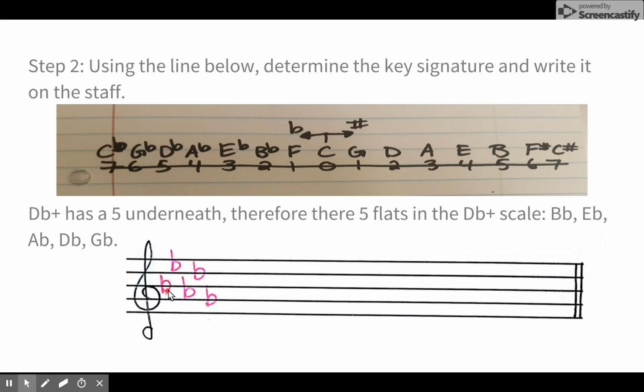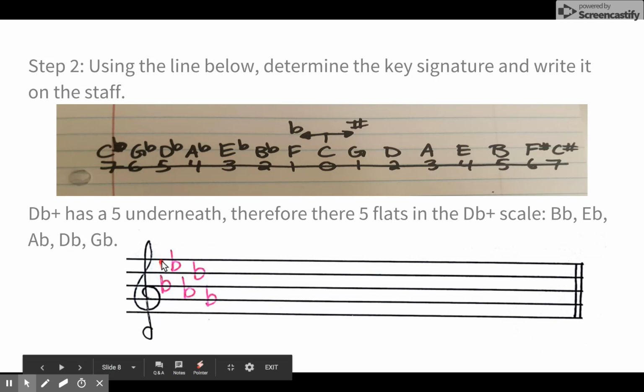So I'm going to put those on the staff: B flat, E flat, A flat, D flat, and G flat. And remember, you don't want them right above or below the next one. You want to be able to tell what order they're in on the staff.